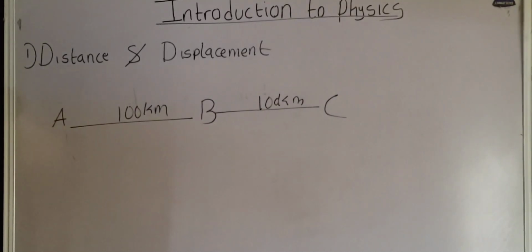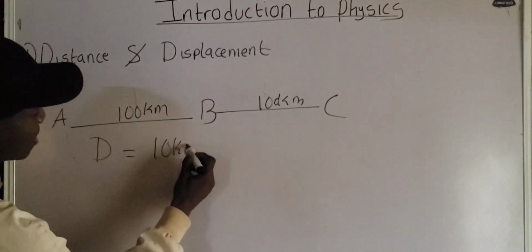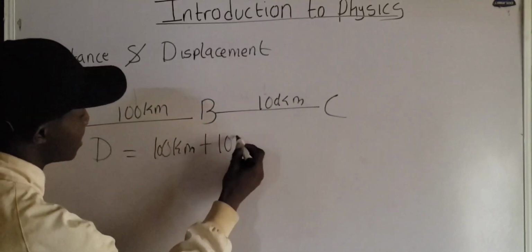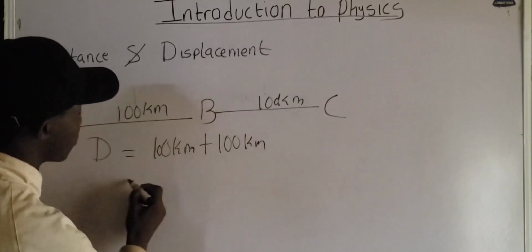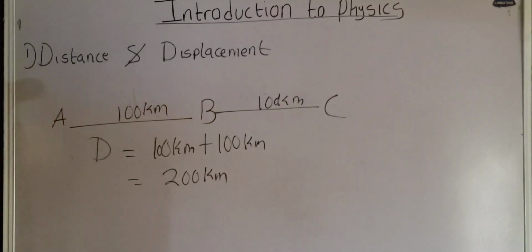Do you understand? So the total distance here is what? 100 kilometers plus 100 kilometers. This is equal to what? 200 kilometers. Do you understand? So the distance tells us the total length traveled by an object. The distance is how far the object is traveling.